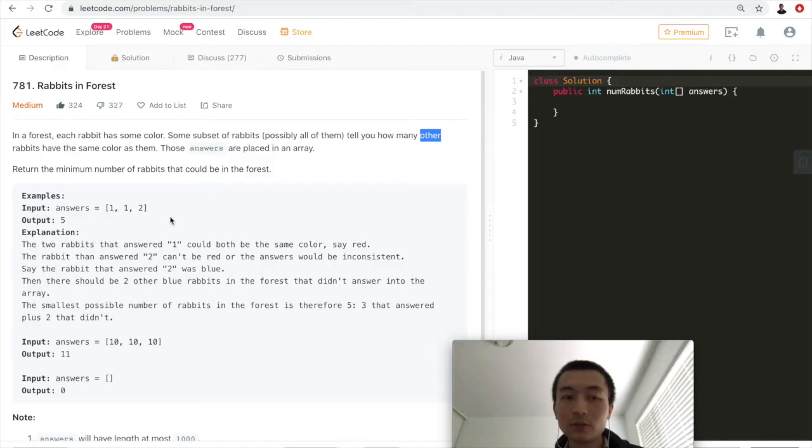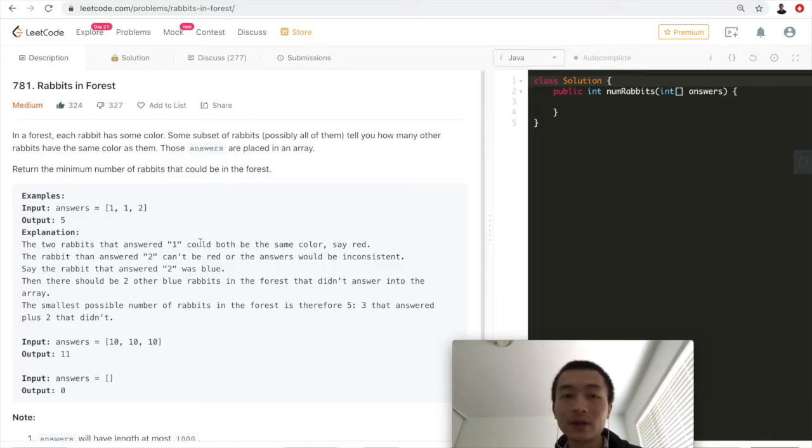Let's walk through one example. The given answers is 1, 1, and 2. What do these three numbers mean? The first one represents one rabbit. Say the color is red. And this also means that there's one more rabbit of the same color in the forest. That's what it means. So let's just walk through the explanation. It says the rabbit that answers 2 can't be red, otherwise the answers would be inconsistent.